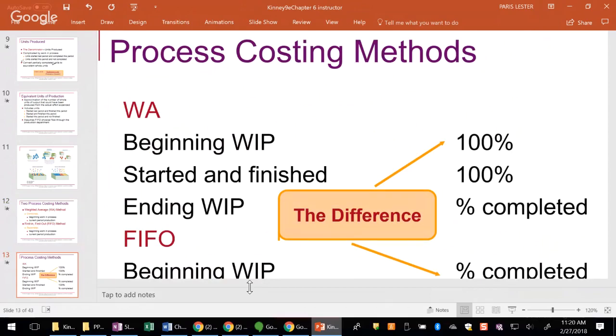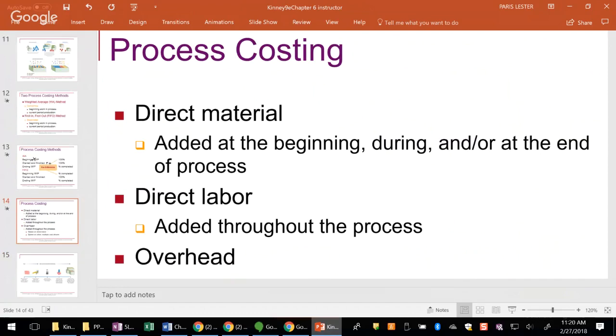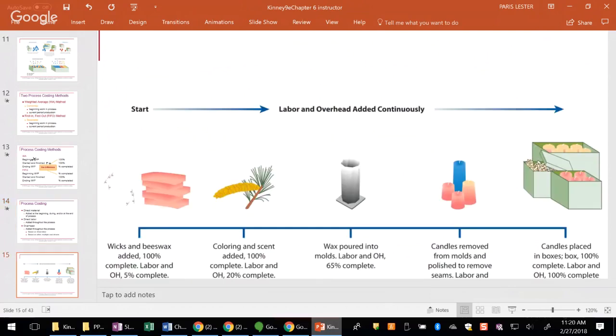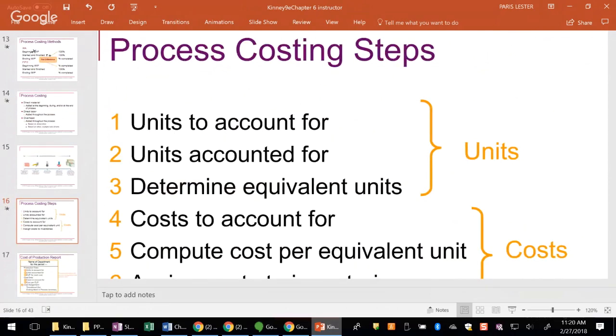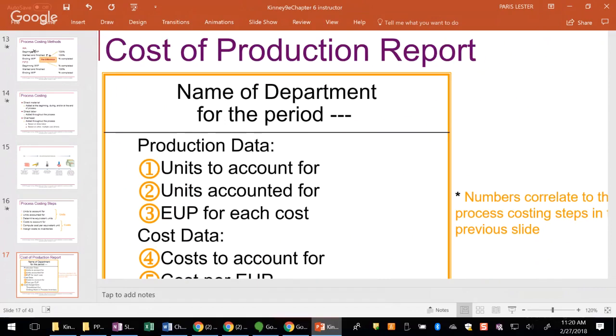The weighted average, the one I gave you, is started and finished. The way I did it, we did not count this at all, and we did transfer it out. That's the only difference between my method and the way the book did it. And we know we had materials, labor, and overhead as we've done all along. So units to account for, we've done that.